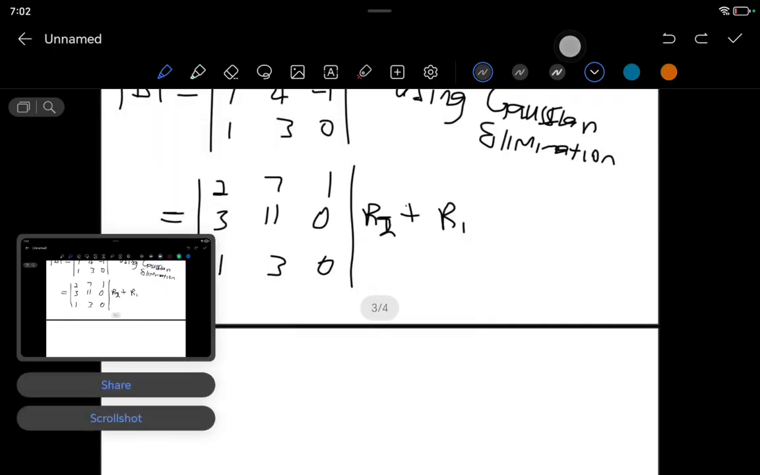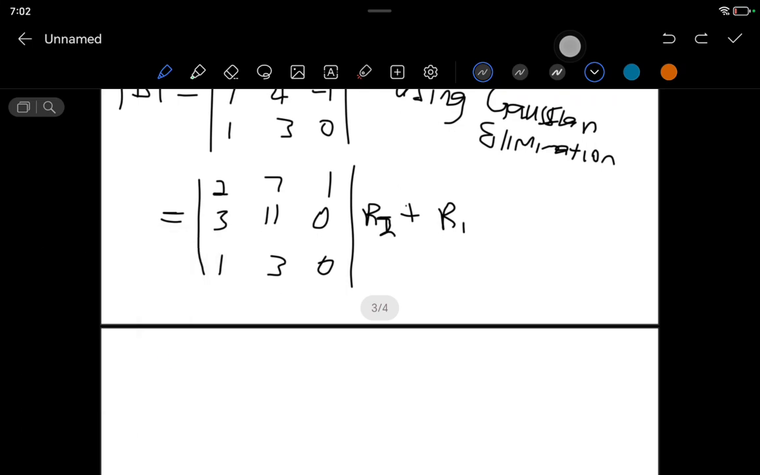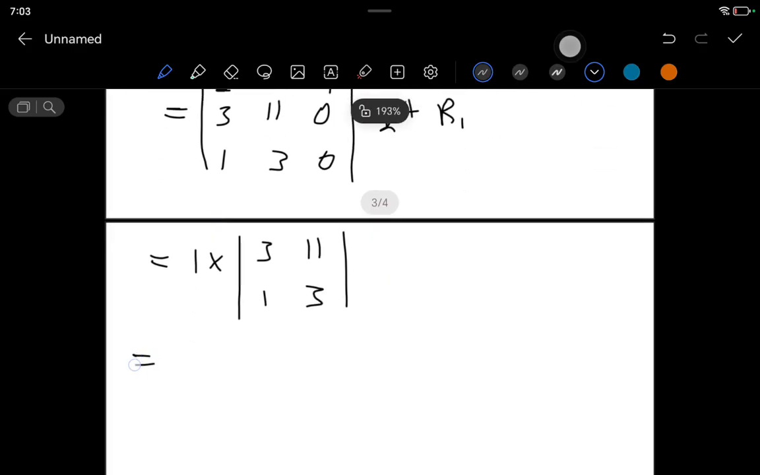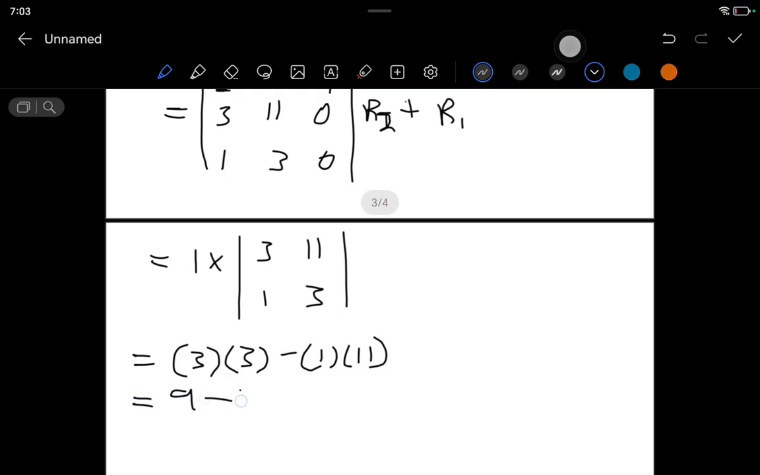So I can reduce, I'll have 1 times 3, 11. So remember, when I close this, I'm going to be left with 3, 11, 1, 3. So this will just be the determinant 3 by 3 minus 1 by 11. And this will just be 9 minus 11. This is minus 2. Then the determinant is minus 2.